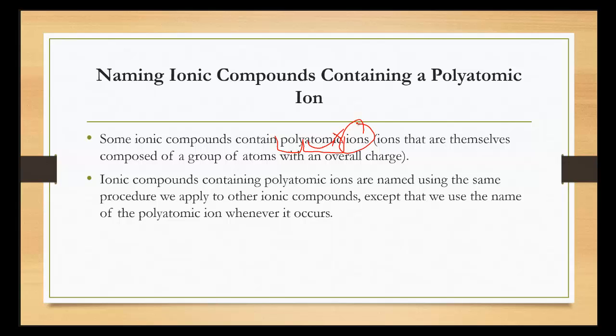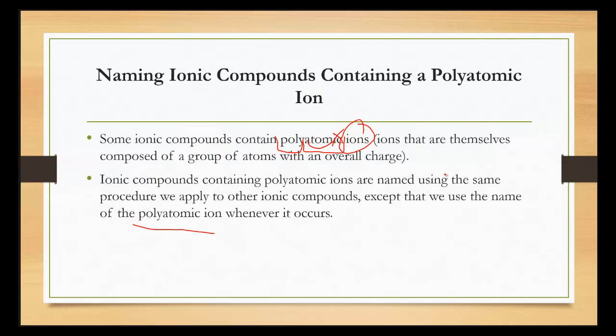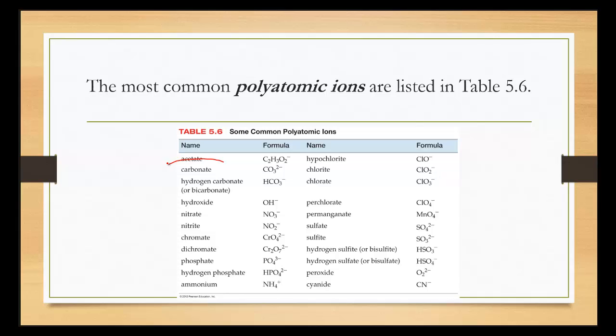Ionic compounds containing polyatomic ions are named using the same procedure we apply to the other ionic compounds, except that we use the name of the polyatomic ion whenever it occurs. So we don't change the name like we did with the nonmetals, for instance from fluorine to fluoride. If something's a polyatomic ion such as sulfate, it's going to say sulfate. It's not going to change. Carbonate, when you write the name of the compound, is going to remain carbonate. Hydroxide is going to remain hydroxide. We're not going to mess with that name.